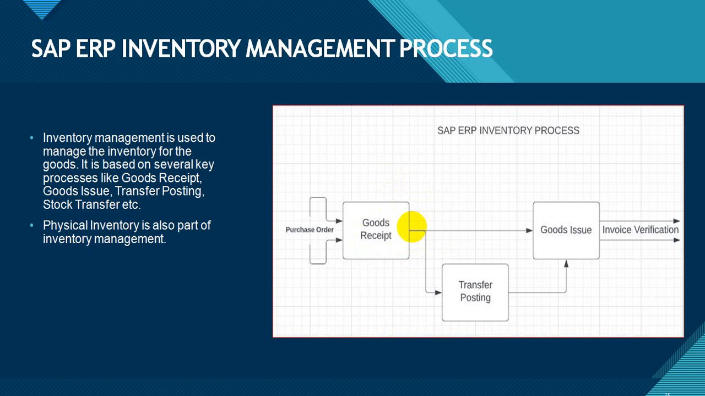Okay, now if you are receiving and maybe it has to go to quality inspection, then after the quality inspection you need to move it to what they call unrestricted use stock type. For you to move it to that unrestricted use stock type, you use a transaction called transfer posting. Transfer posting is used to move stock from one stock type to another stock type, or from one material type to another material type.